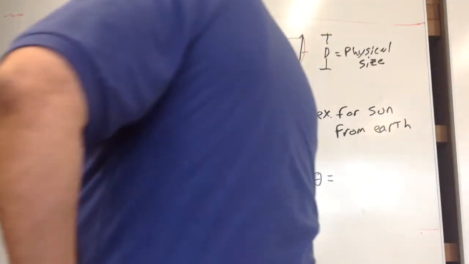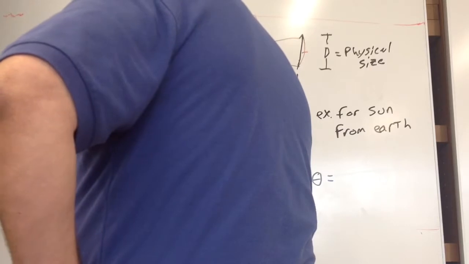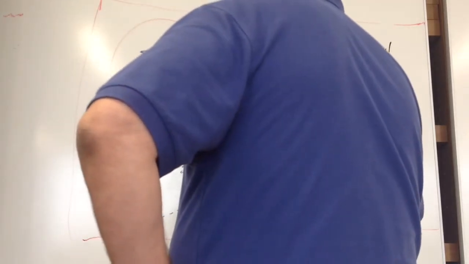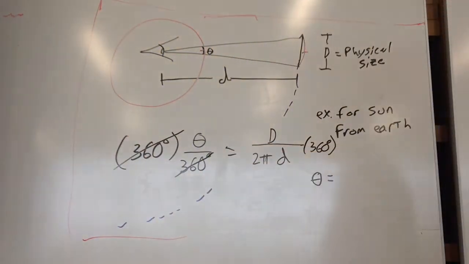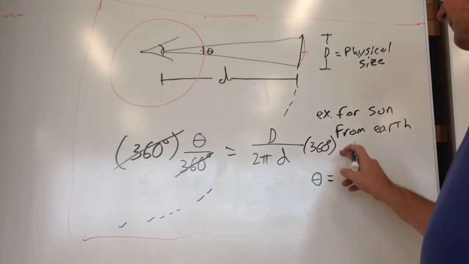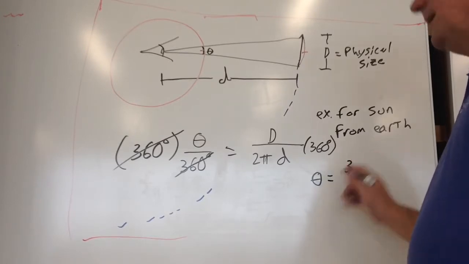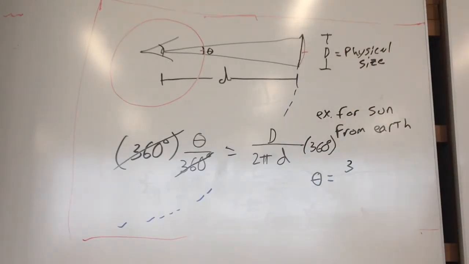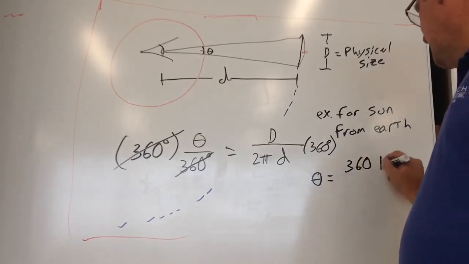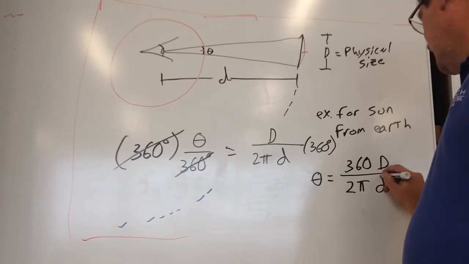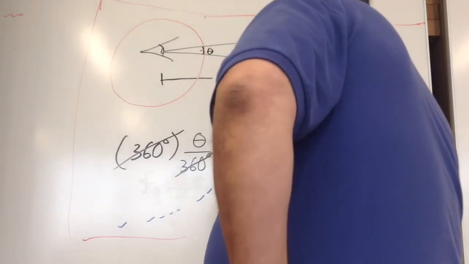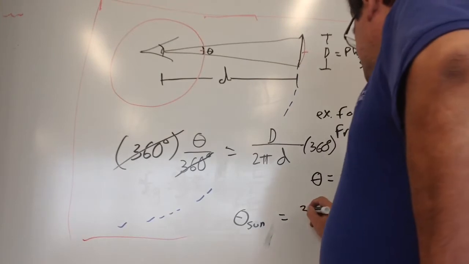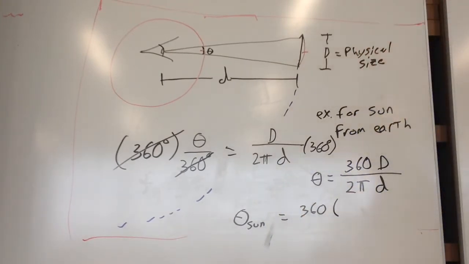And for my online students, I'll just be a little more clear about that and do this. Now the 360 cancels out over here, and that leaves theta, the thing that you're interested in. So, rearranging this, I just like to have the numbers out in front of symbols. I don't know why. I'm just picky that way. For the sun, 360 times the diameter.